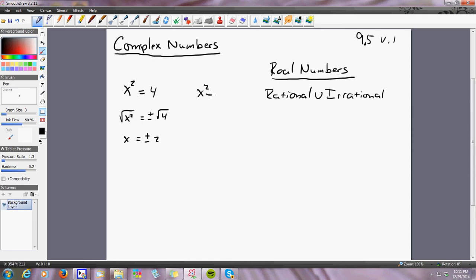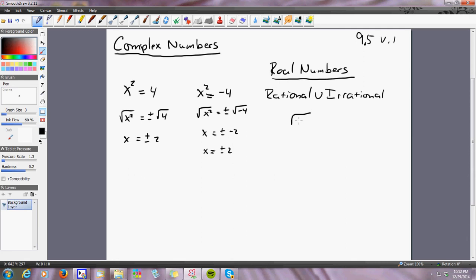But if I had something like this, x squared equals negative 4, I can't do the same thing. I can't just do this and say, oh, it's going to be x equals plus or minus negative 2, because that would just be the same as plus or minus 2. But when you plug those values in, you don't get the same thing.